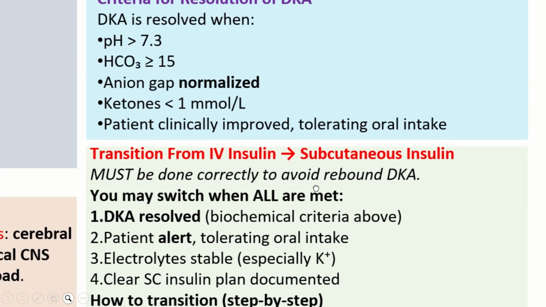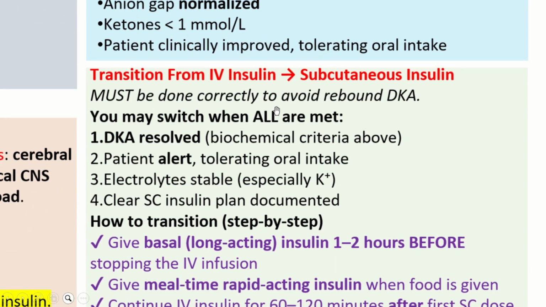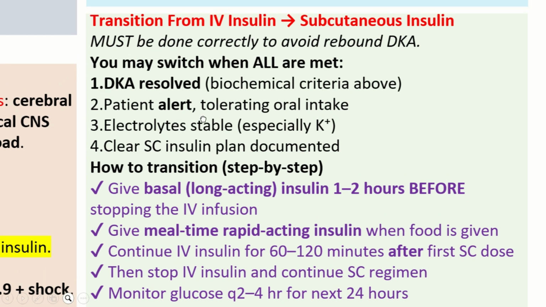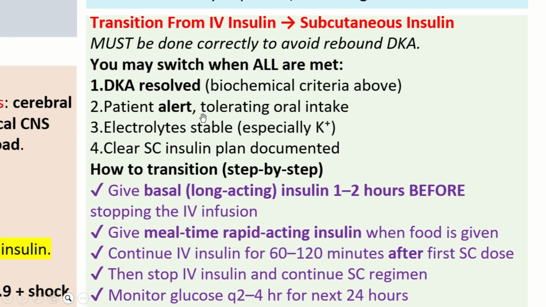And once we start getting resolution, what we must do then is transition them from IV insulin to their subcutaneous insulin. And this must be done correctly to avoid rebound DKA. And these are the rules you should follow when you're doing that. So one, you have to make sure that we meet the following. The DKA has been resolved, that is biochemically, by the criteria I've seen above.